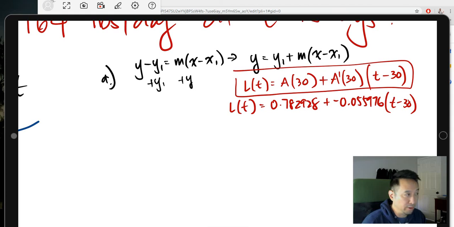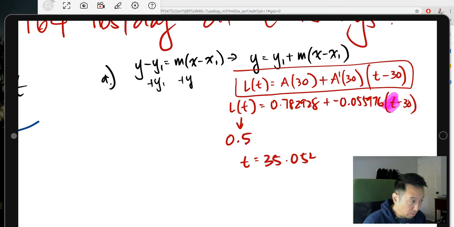My next part was actually finding out when there will be 0.5 pounds of grass. So I'm going to substitute 0.5 pounds of grass into this equation and then solve for t. And then I believe you'll get t equals 35.0454, and this should be in days.